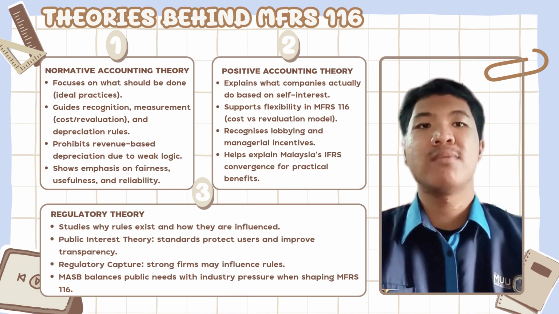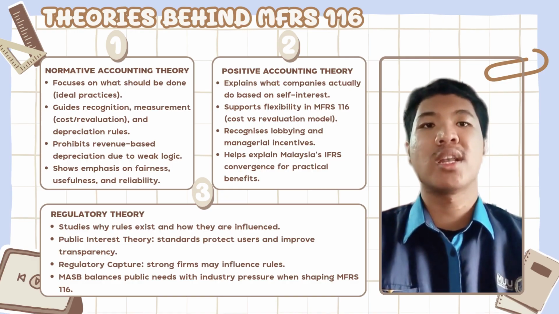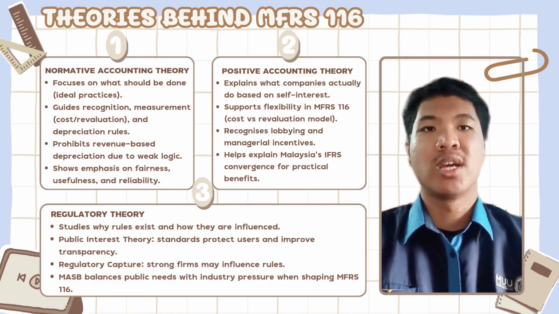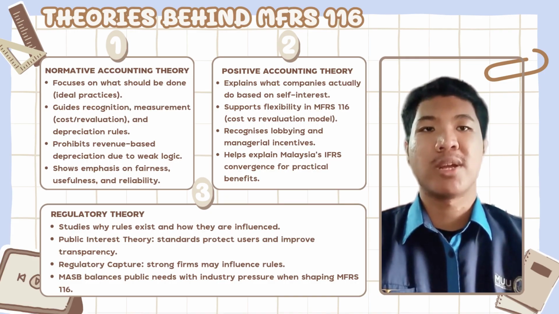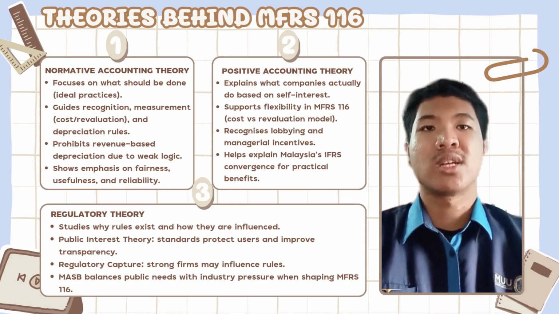The final major influence is regulatory theories, which focus on why rules are created and how regulators behave. There are two important branches of this theory. The first, public interest theory, suggests that standards exist to protect the public by improving transparency and preventing fraud. This is reflected in the role of the Malaysian Accounting Standards Board (MASB), which develops standards like MFRS 116 through consultation and expert input for the benefit of society.